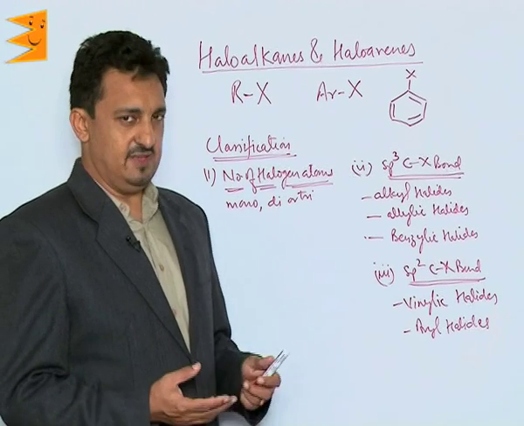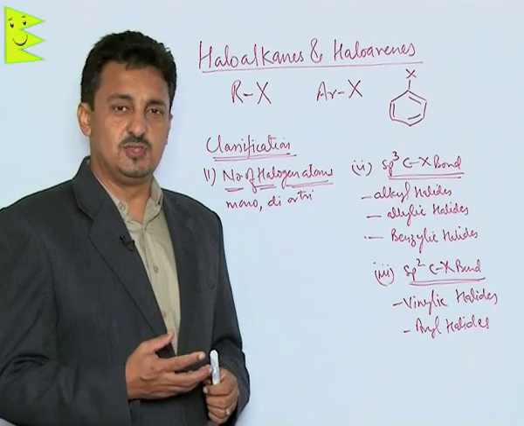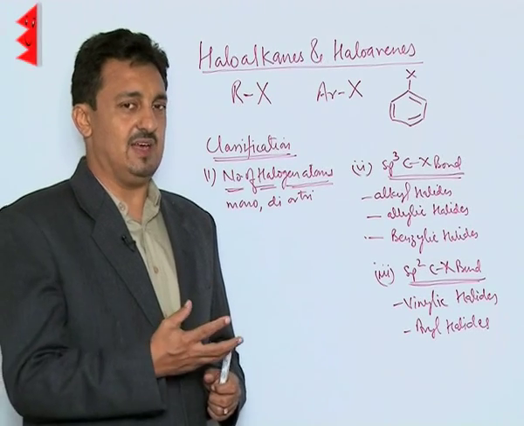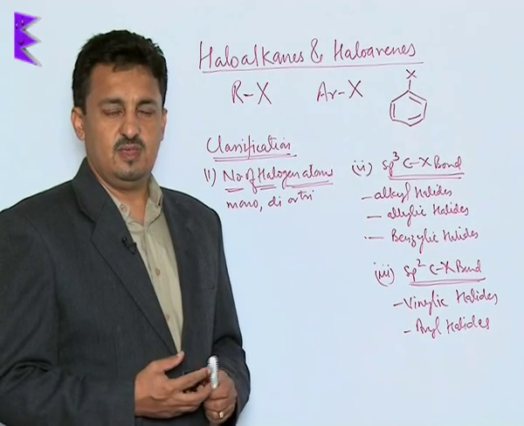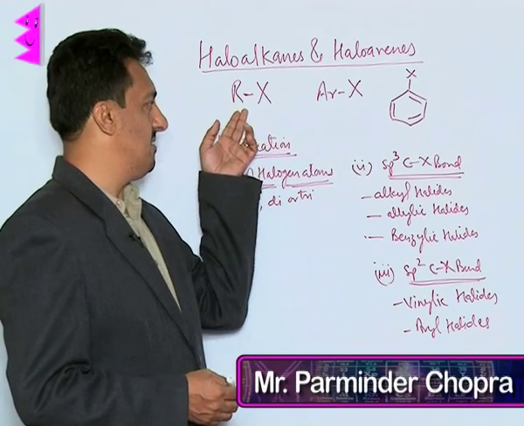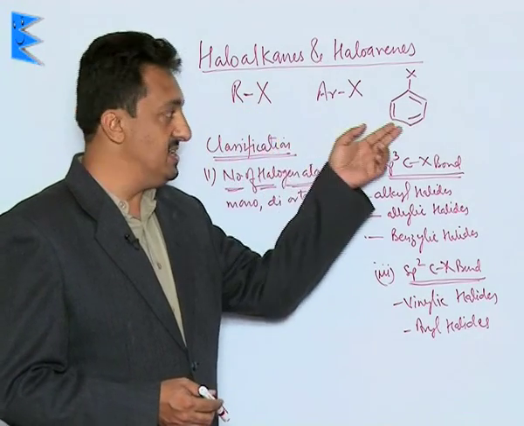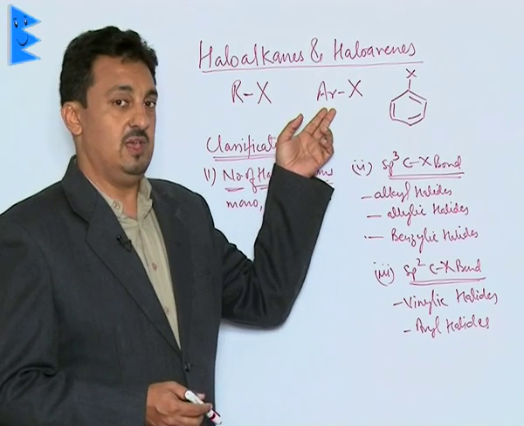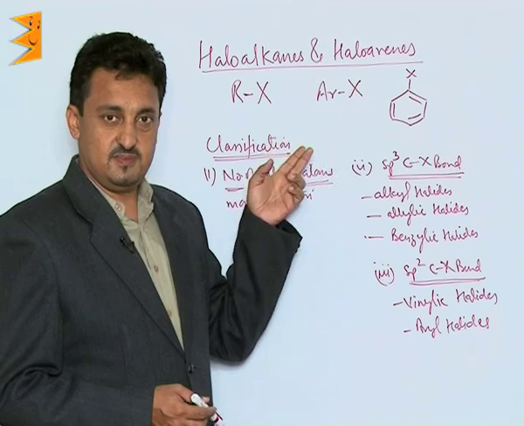Haloalkanes and haloarenes. The organic compounds containing halogens can be classified as either haloalkanes or haloarenes. If the carbon chain is aliphatic, they are called haloalkanes. The symbol given is RX. And if the carbon chain is a benzene ring, an aromatic one, it's called aryl halides or haloarenes, with the symbol ArX.